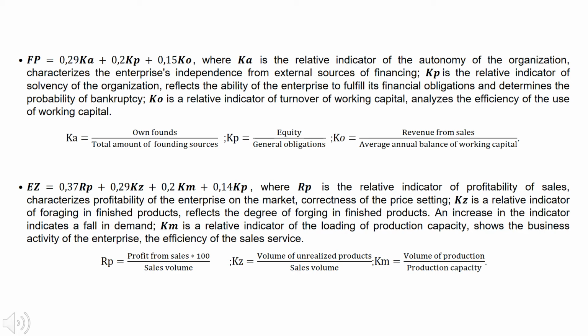Km is a relative indicator of the loading of production capacity, shows the business activity of the enterprise and the efficiency of sales service. Rp equals profit from sales multiplied by 100 divided by sales volume. Kz equals volume of unrealized products divided by sales volume. Km equals volume of production divided by production capacity.